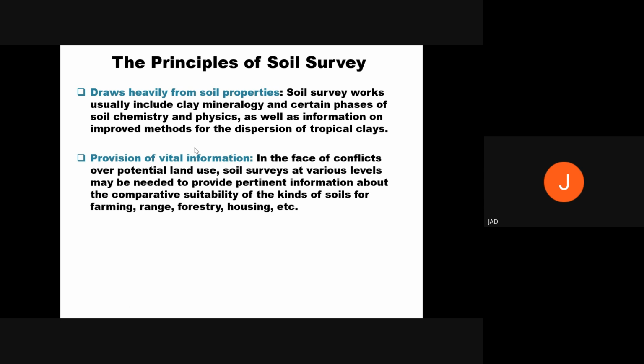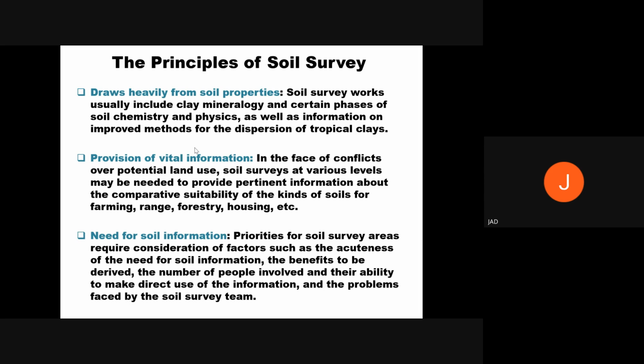Then it also provides vital information in the face of conflicts over potential land use. Soil survey at various levels may be needed to provide pertinent information about the comparative suitability of the kinds of soil for farming, forestry, and then of course housing. So there are so many things that we need to understand before we can use a soil type. So soil survey provide this essential information.